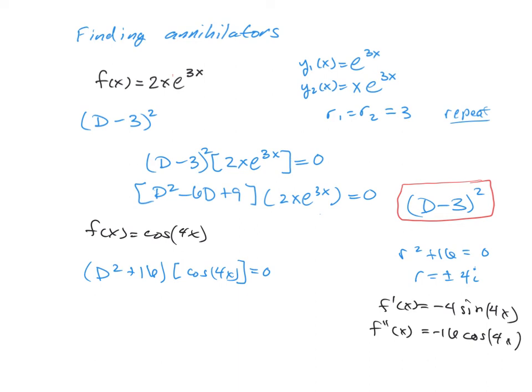So you think about it, taking the second derivative, which is negative 16 cosine 4x, and then adding it to 16 times the original cosine, you'll get 0. So again, the second derivative plus 16 times the original will cancel out and give you 0. So that's how we know that D squared plus 16 is your differential operator for this cosine function. And it would be exactly the same for the sine of 4x as well. Both sine of 4x and cosine of 4x have the same annihilator.